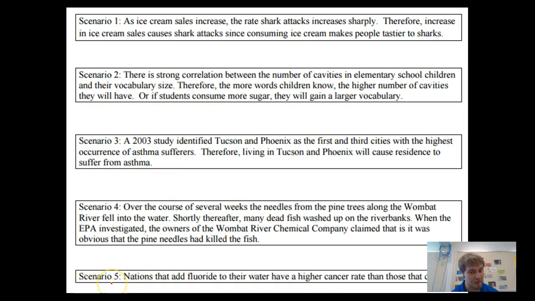Number 5 is actually a really big deal because there are people that jump on this bandwagon. So they see nations that add fluoride to their water have higher cancer rates. So a lot of people think, oh, well, that means fluoride is causing cancer. And that's not true. It's because nations that don't add fluoride to their water are generally underdeveloped countries, which means a lot of their citizens are dying before they could get cancer. If you waited long enough, some more of those citizens, if they didn't die earlier, may have developed cancer. So you have to be really careful with this correlation causation thing.